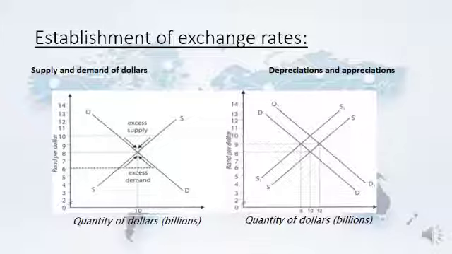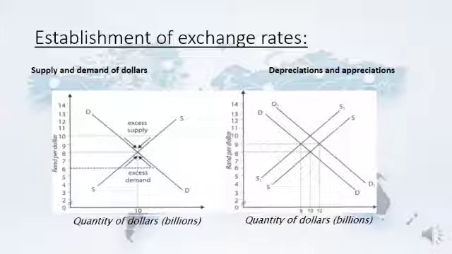Then the other graph that they like to ask as well is how, or to explain the appreciation and depreciation of a currency. So once again, if you look, our vertical axis is labeled rand per dollar, and the horizontal axis is the quantity of dollars. So again, we have an original demand and supply curve, and the initial exchange rate is 8 rand per dollar. Any factor that causes a change in the demand or the supply of a currency will lead to a change in the exchange rate.